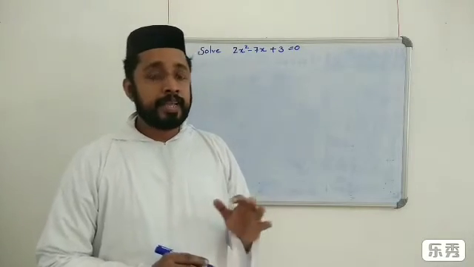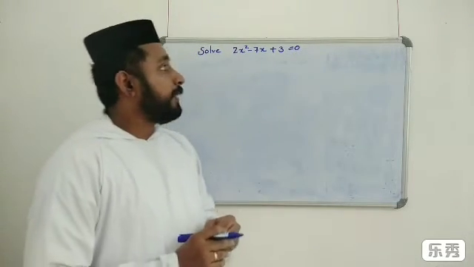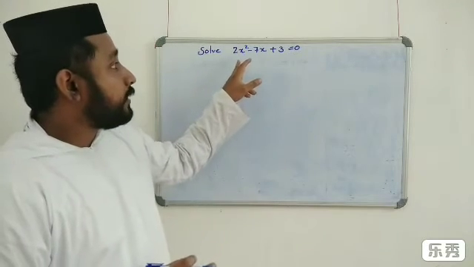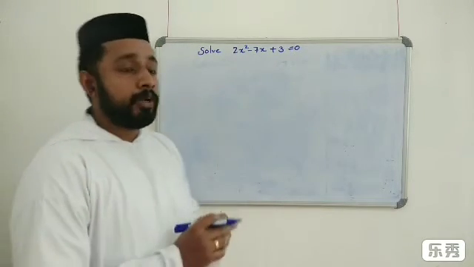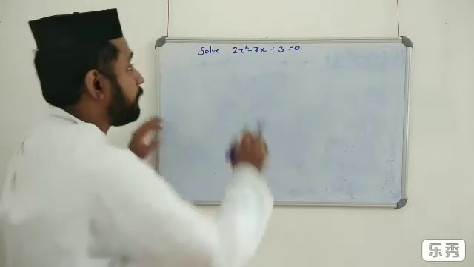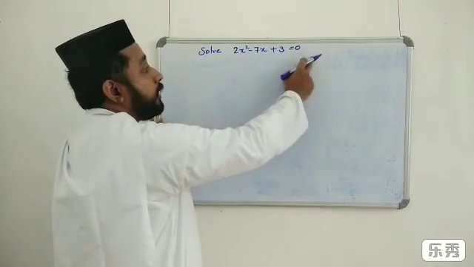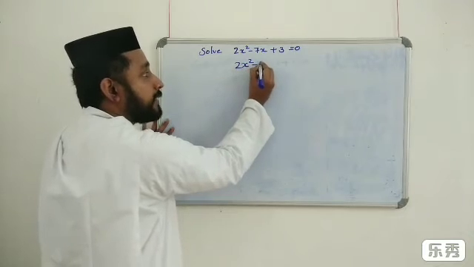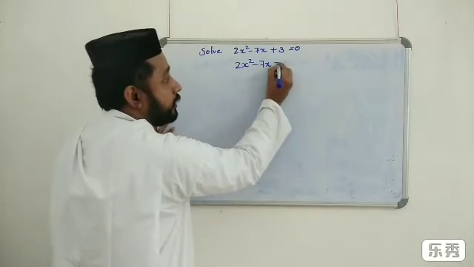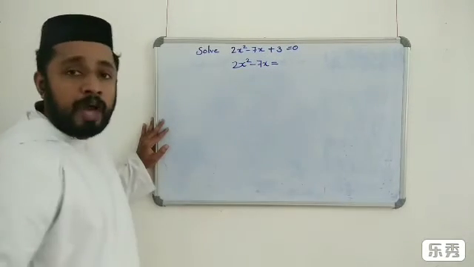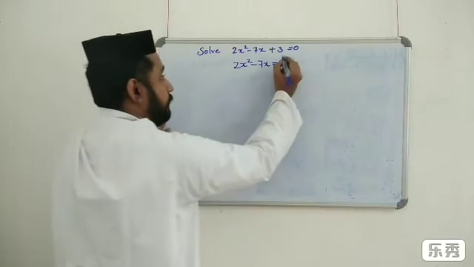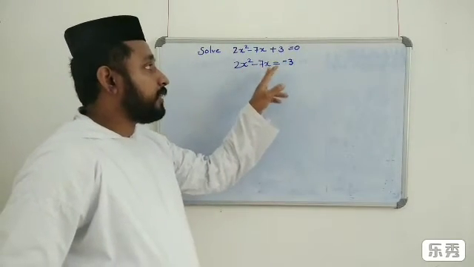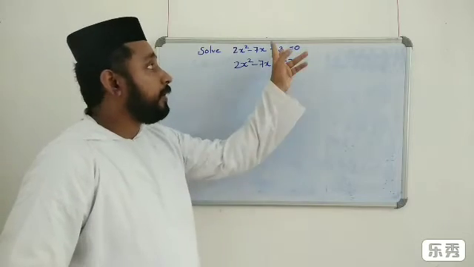Let us consider another example: 2x² − 7x + 3 is equal to 0. We have to find the roots of this equation by the method of completing the square. The first step is moving the constant term to the right side. That is 2x² − 7x is equal to, when plus 3 moves to the right side, minus 3.